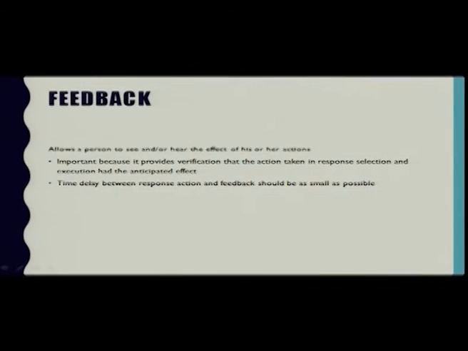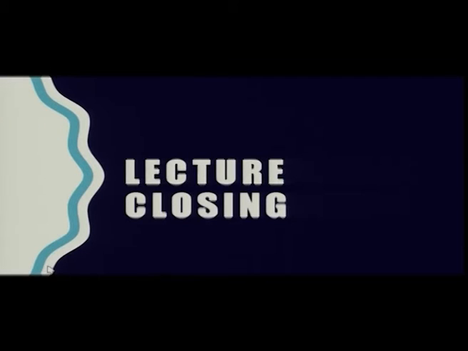So as a summary of this feedback topic, it allows the person to see or hear the effect of his or her actions. It is important because it provides verification that the actions taken in response selection and execution have the anticipated effect, and the time delay between response action and feedback should be as small as possible. So now going to close this lecture.